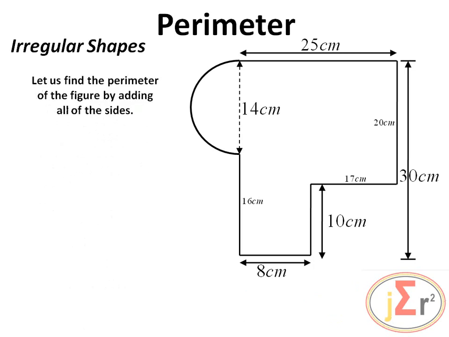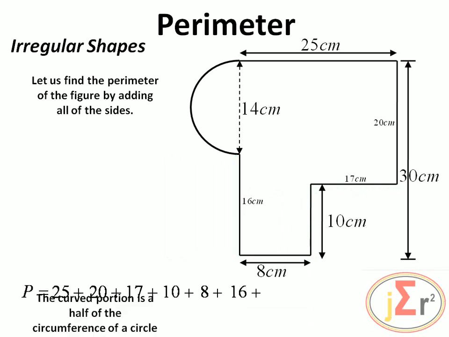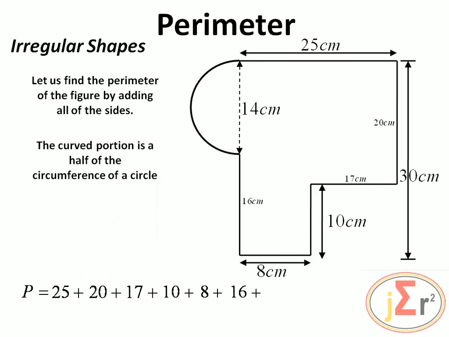And what do we do? Find the perimeter by adding the sides. That side is 25. That one is 20. That one 17. 10 centimeters. 8 centimeters. 16 centimeters. And of course, now we are encountering the curved portion, which is half of the circumference of a circle.